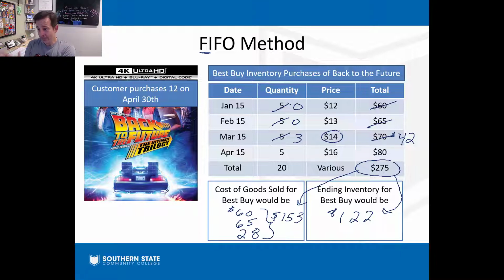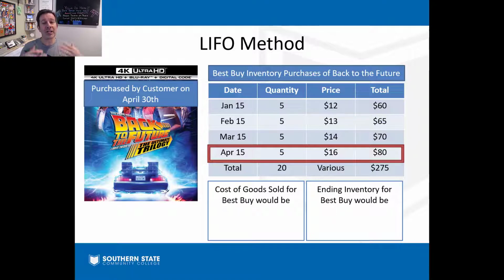First in, first out. Now again, I want to emphasize, the 12 that I picked up off the shelf, the physical units could come from any of those purchases. We're making an assumption. We're assuming that the first ones that were bought were the first ones out the door, even though the physical units might not be. All right, so that's FIFO. What do you say we look at LIFO?